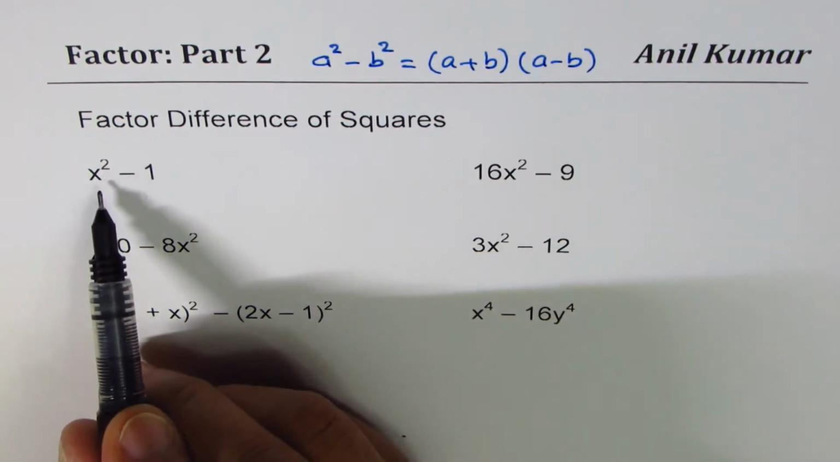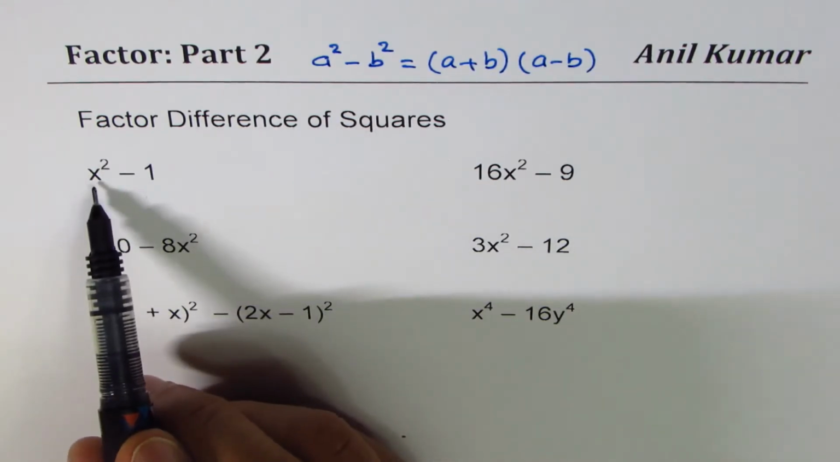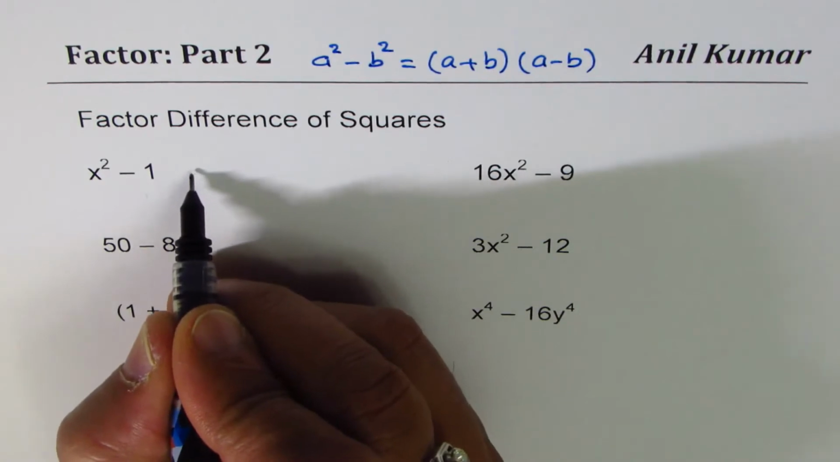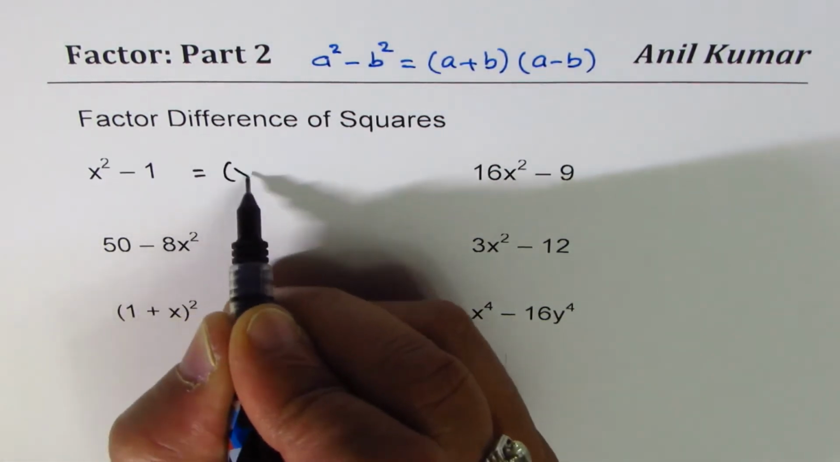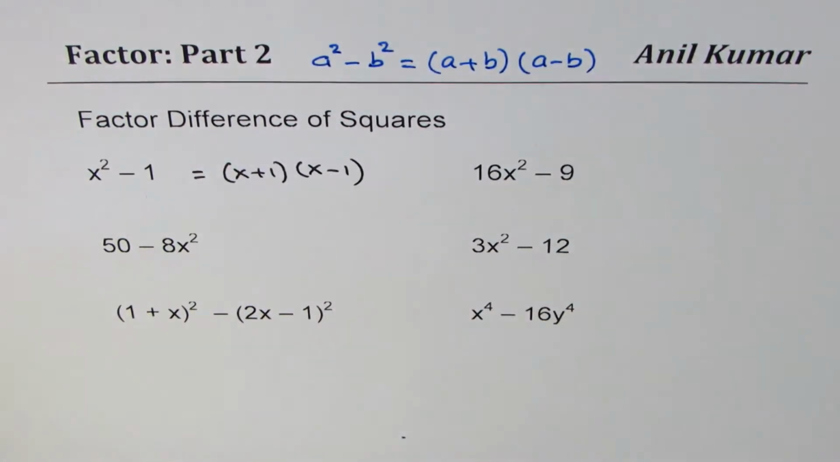Now the first one here is x square minus 1. So a is x, b is 1, and you could straight away write this in factored form as x plus 1 times x minus 1.